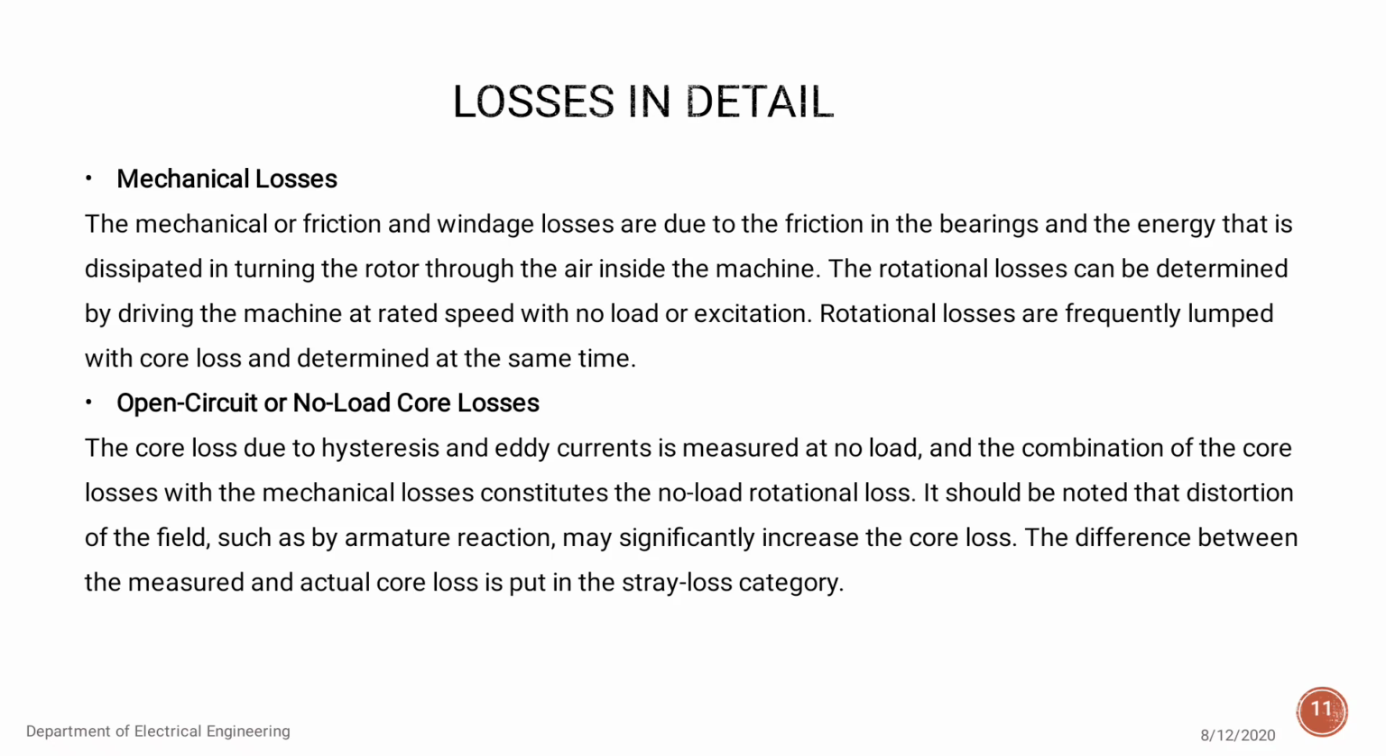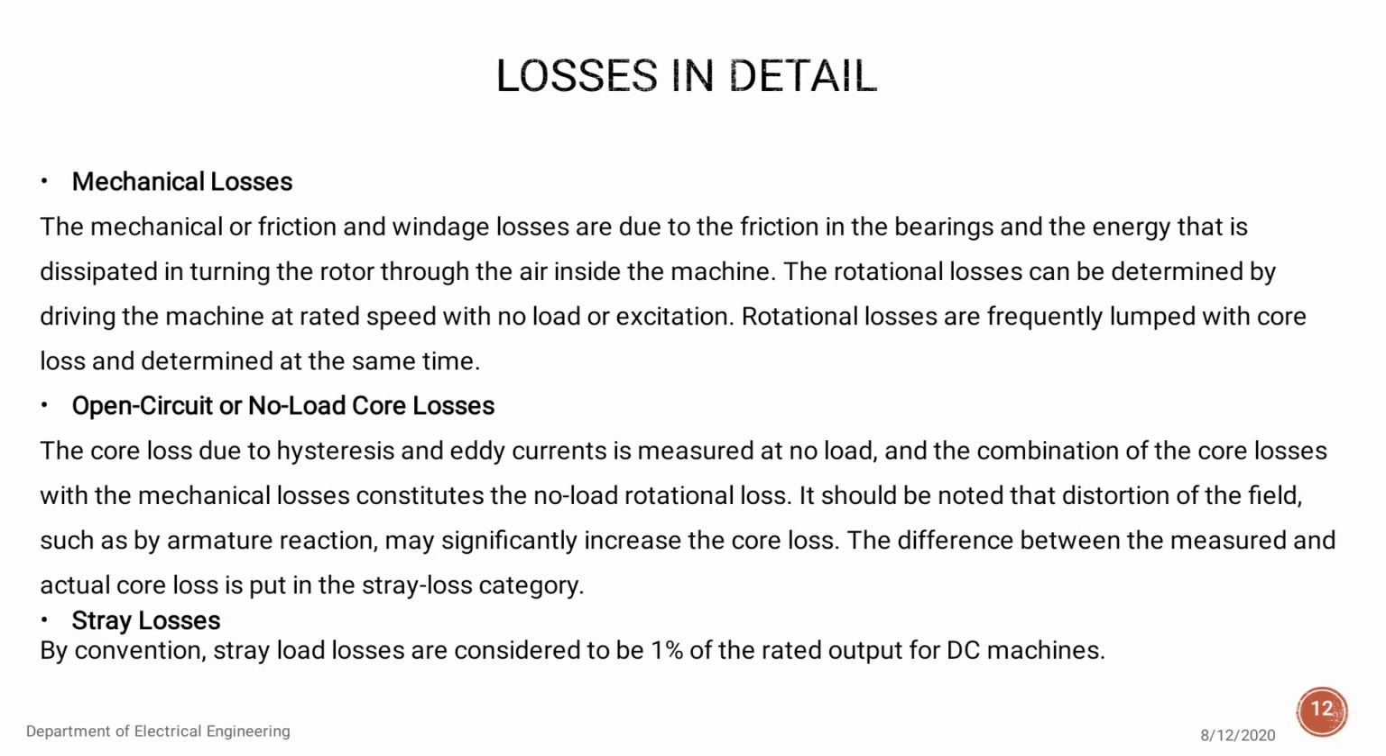Okay, so maybe due to the armature reaction there is an increase in core losses, and the difference between the measured and actual core losses will come under the stray loss category. So as we have seen: copper losses, mechanical losses, brush losses, open circuit losses. The last one, I think, is the stray losses. So in stray losses, what is it?